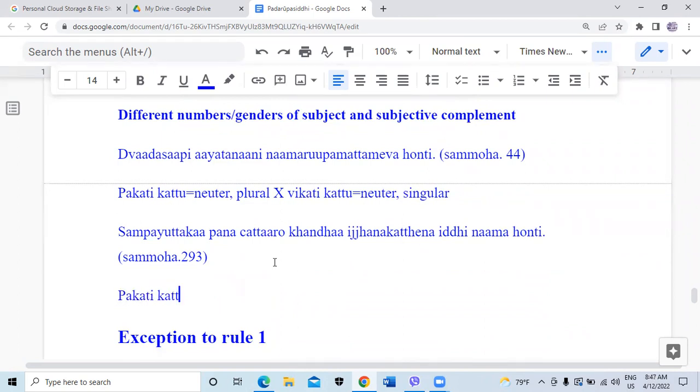The Katu is masculine gender and plural number. Plural number. Vigadikatu is feminine gender and singular. Okay, singular number.